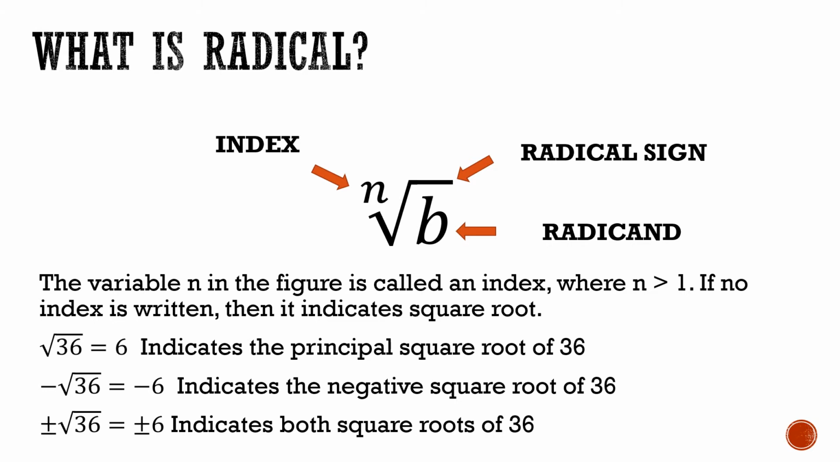The variable n in the figure is what we call the index, where n is greater than 1. If no index is written, then it indicates square root. Square root of 36 is equal to 6 indicates the principal square root of 36. Negative square root of 36 equals negative 6 indicates the negative square root of 36. Positive negative square root of 36 is equal to positive and negative 6 indicates both square roots of 36.